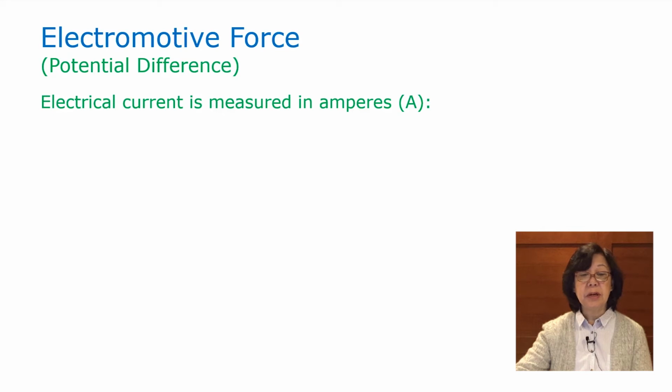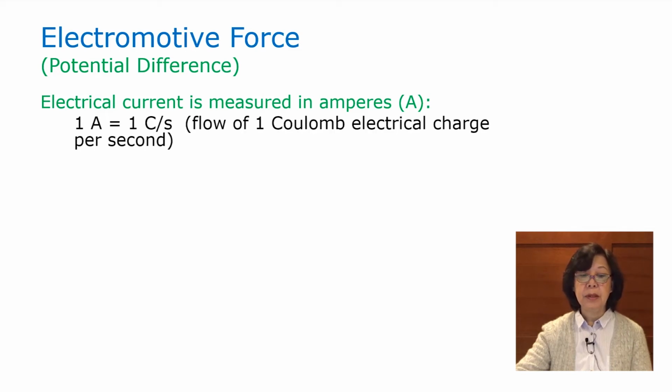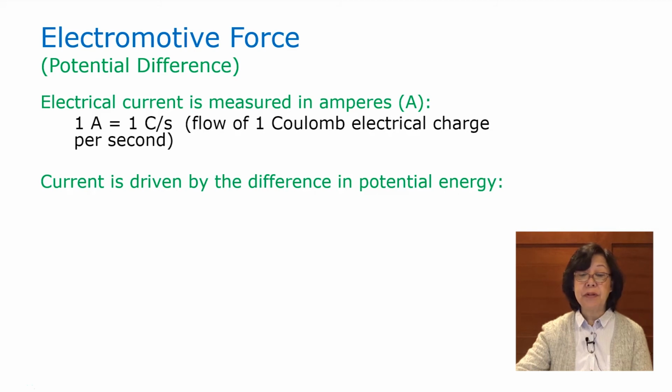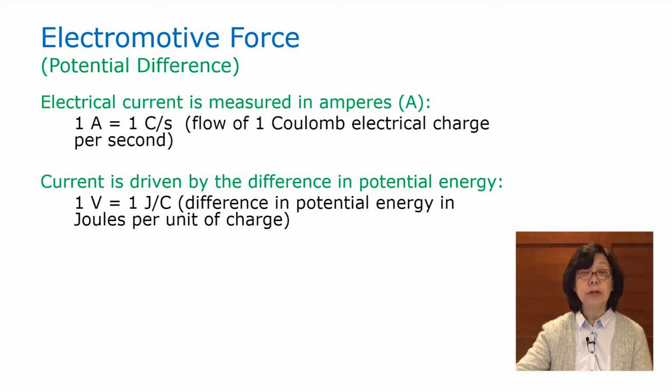When we talk about cell potential, we are referring to electromotive force. Now, electrical current is measured in the units of ampere, A. And 1 ampere is equal to 1 coulomb per second, meaning the flow of 1 coulomb of electrical charge per second in time. Current is driven by the difference in potential energy in the unit of voltage. So 1 volt is equal to 1 joule per coulomb, meaning the difference in potential energy in joules per unit of charge.